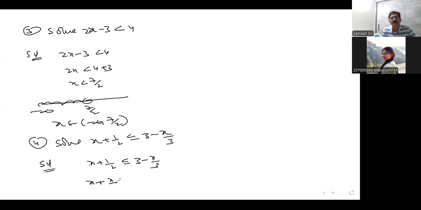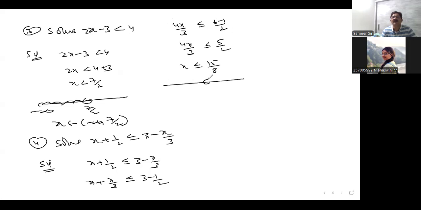All x, one side I am writing. That means adding x/3 here, and subtracting 1/2 there. If you take the LCM, 4x/3 less than or equal to 3 minus 1/2, so 4x/3 less than or equal to 5/2. Now it can be written as x less than or equal to 15/8.